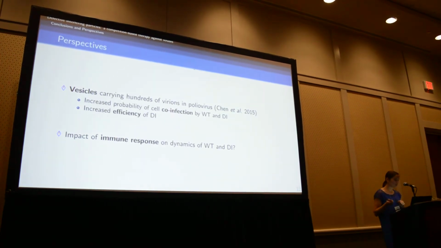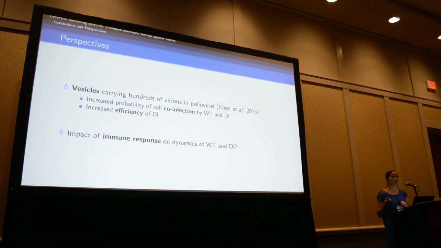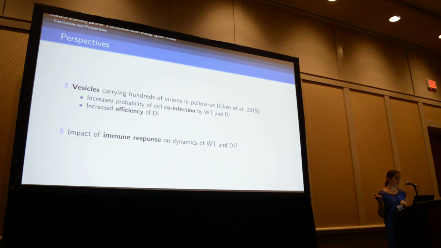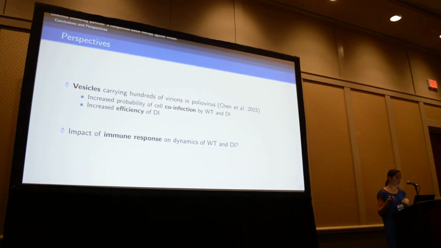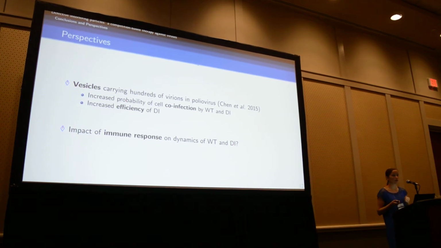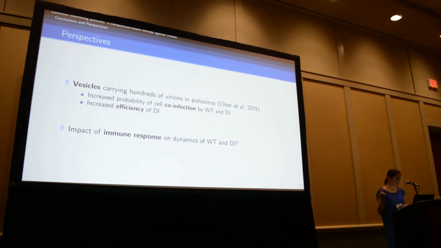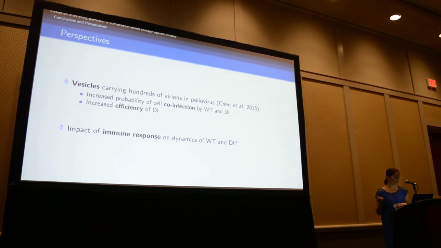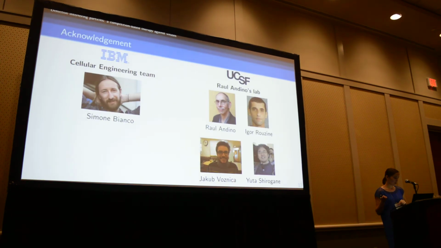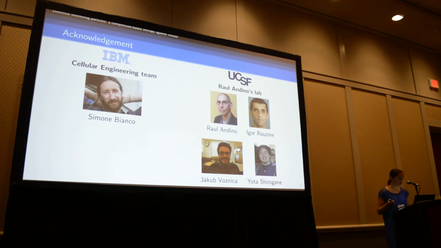So as perspectives, we would like to study the potential of vesicles that were shown to carry hundreds of virions in poliovirus. So it means that these vesicles represent a potential to increase the probability of cell co-infection by the Y-type and the DI, and thus they could increase the efficiency of the DI. And then we would like to study the impact of the immune response on the dynamics of the Y-type and the DI.